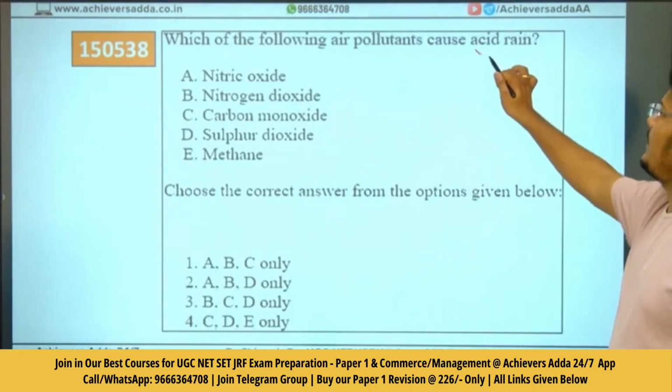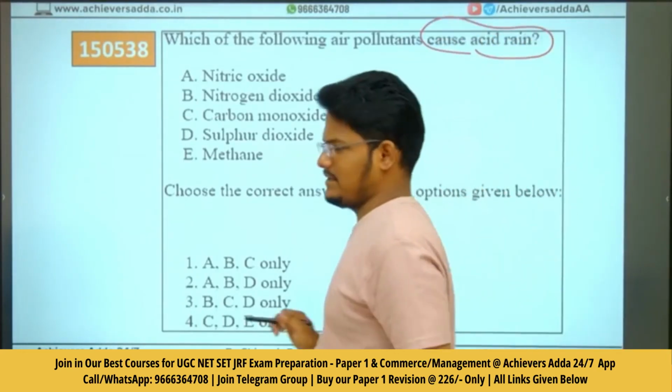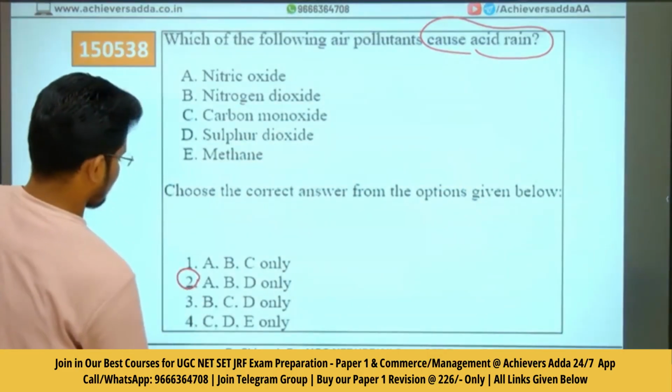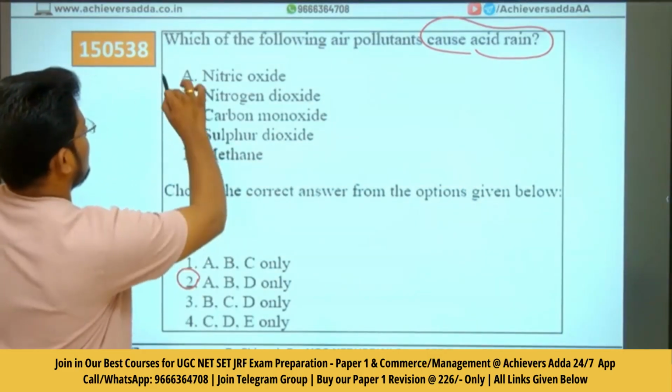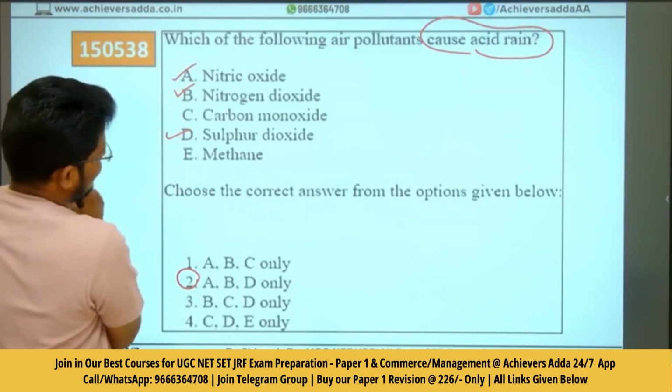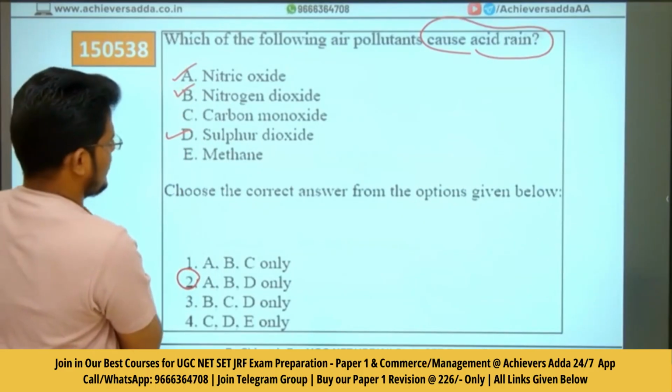Which of the following pollutants can cause acid rain? Minor is acute, major is chronic. So this question's answer will be 2: A, B and D. Sulfur dioxide, nitric oxide, nitrogen dioxide.